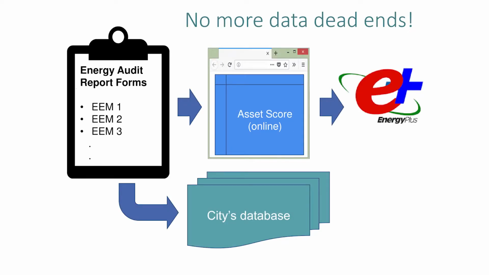But here's what you can do with it. You can take your energy audit forms from ASHRAE and just port those right over into Asset Score and do an Asset Score model of that building. Now that may be kind of a crappy model, but it's a start anyway, and you haven't lost all of the data that you just put into your audit forms.